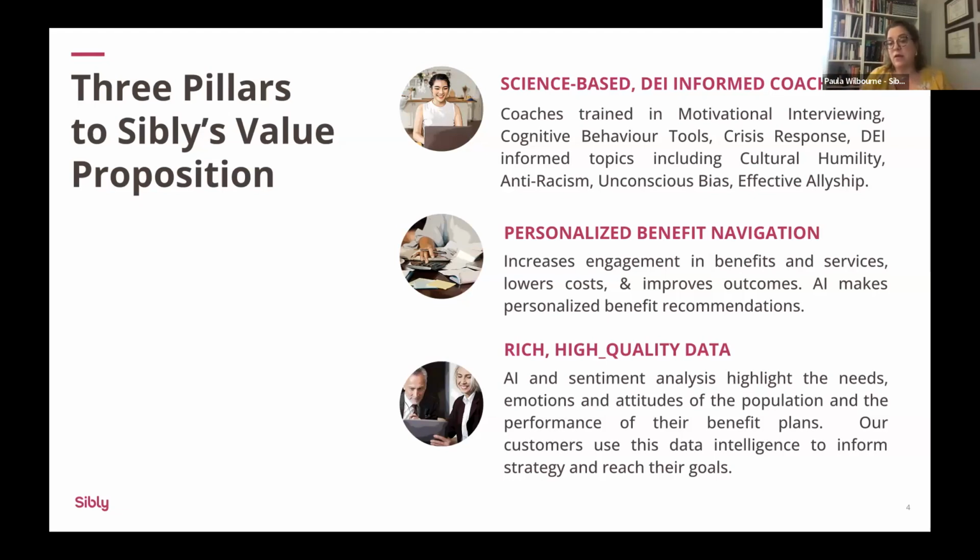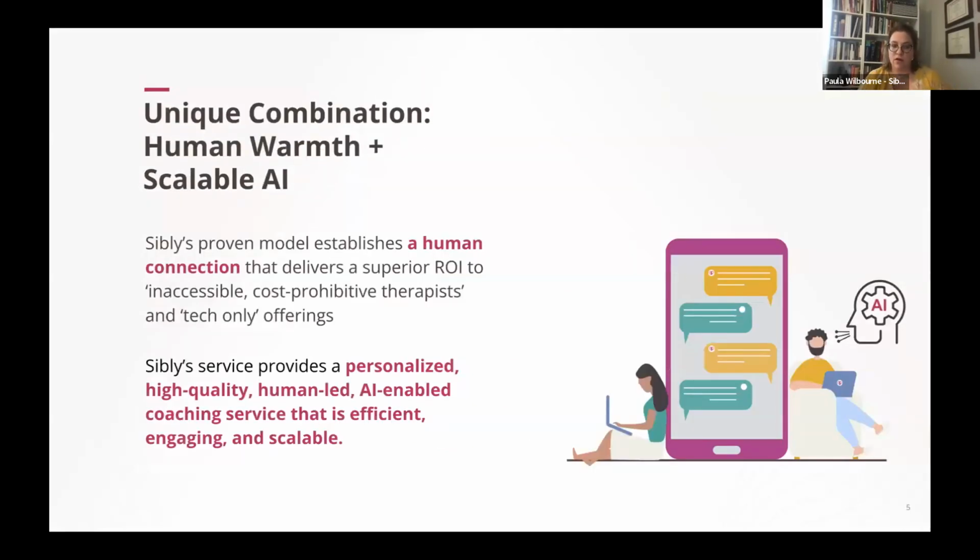So what this means is that we have rich, high-quality data that is the foundation on which our AI tools are built. I talked a little bit about what those AI tools are, and this is just to highlight this concept of this unique combination of real-time human coaches responding to our members, but then the way we are able to use AI to make sure the coaching is personalized, make sure it includes those empirically supported tools we've trained folks to use. And we need this to be efficient, engaging, effective, and scalable.